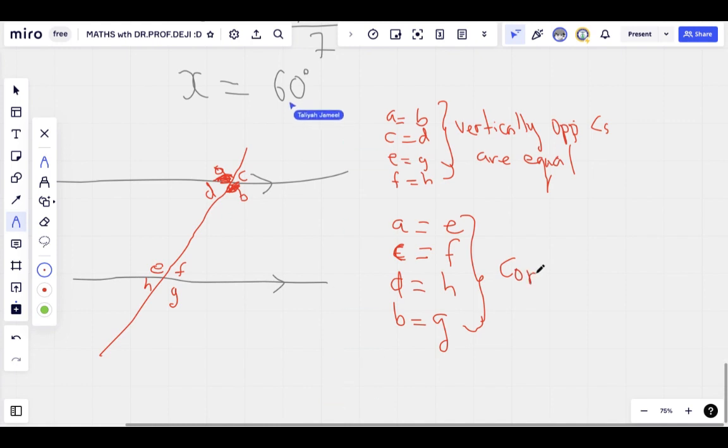Corresponding angles are equal. All the corresponding angles are equal.